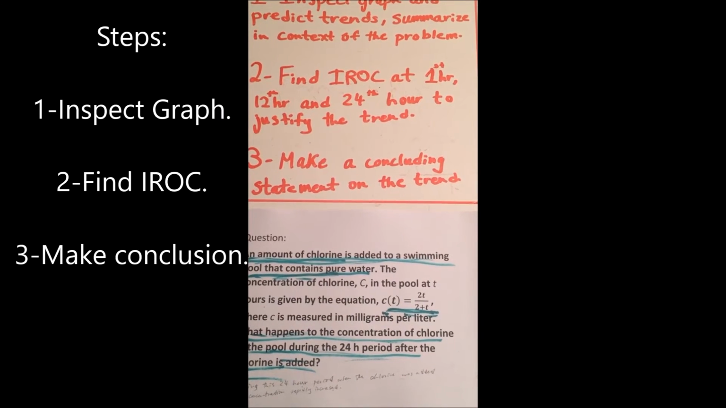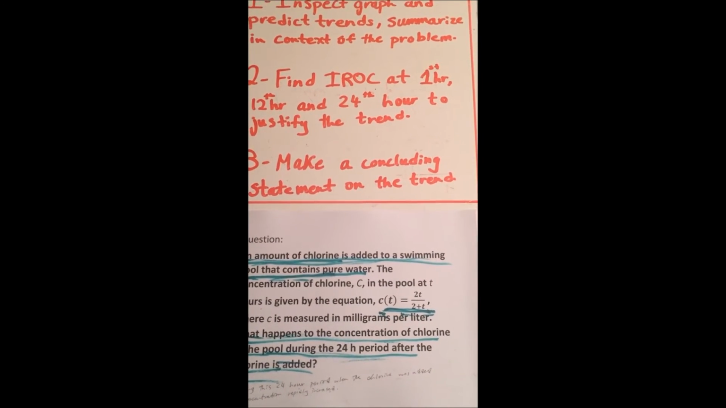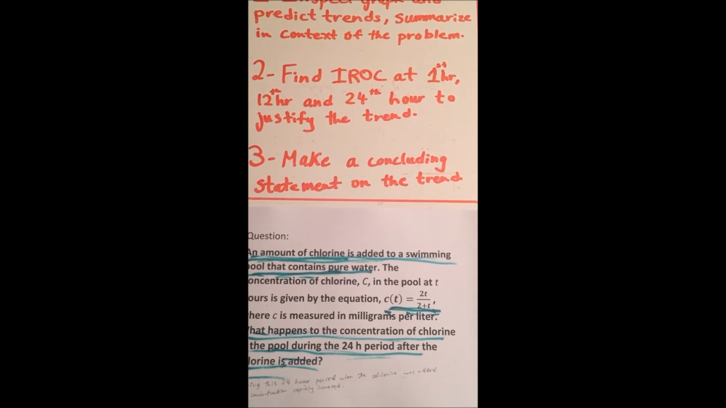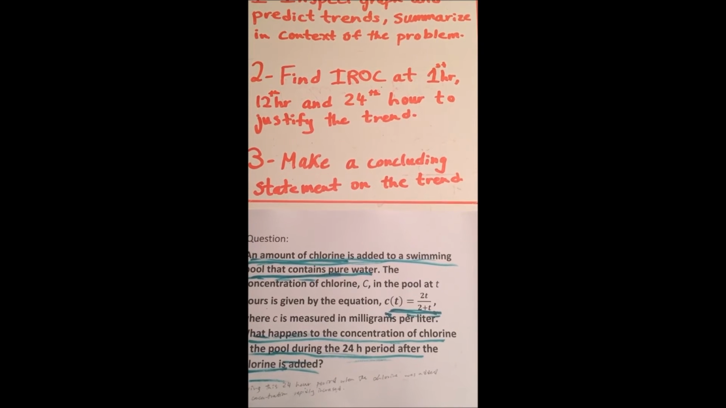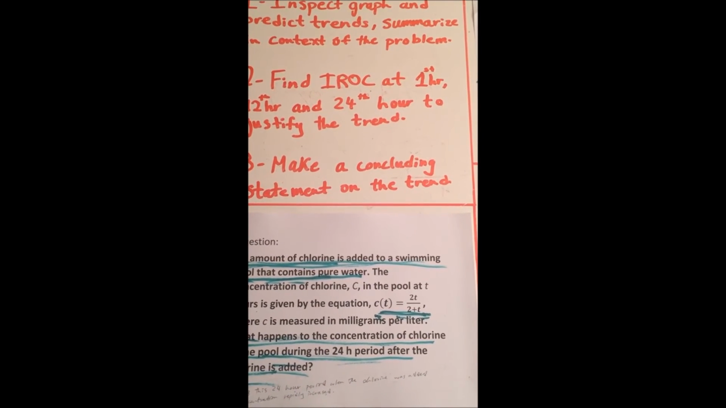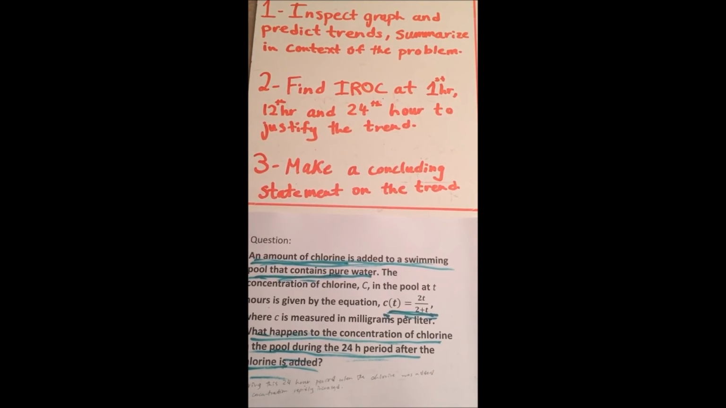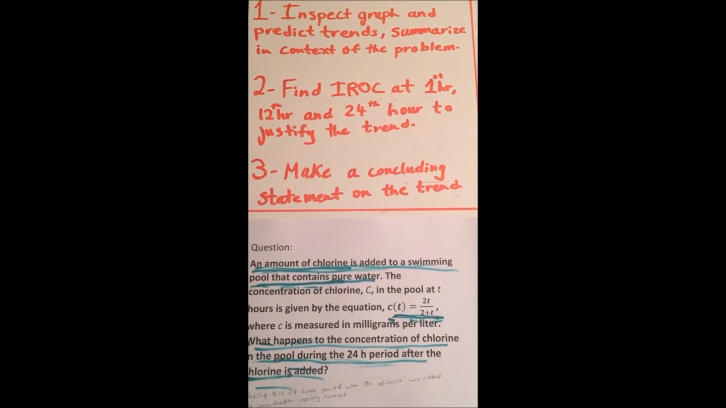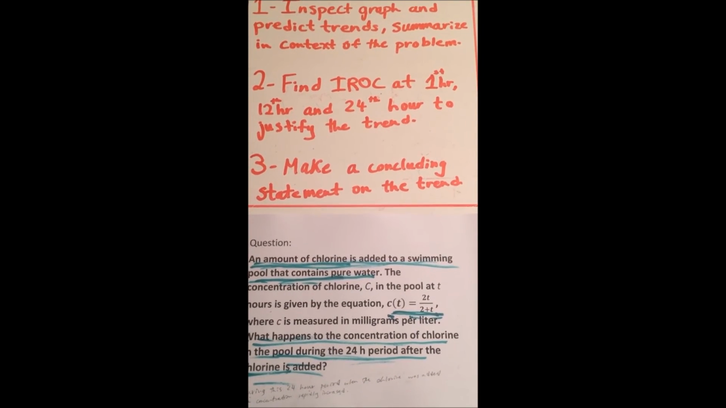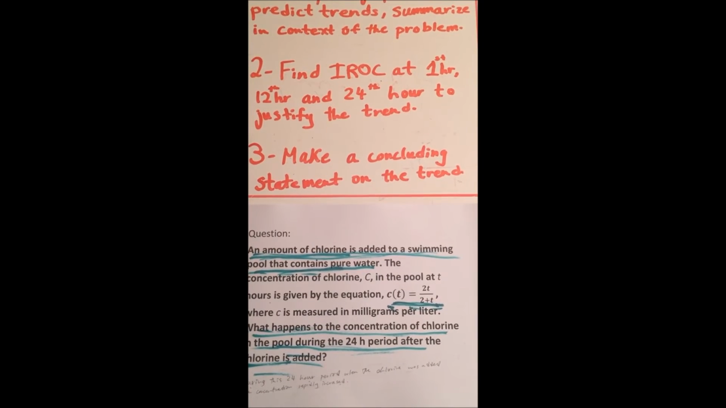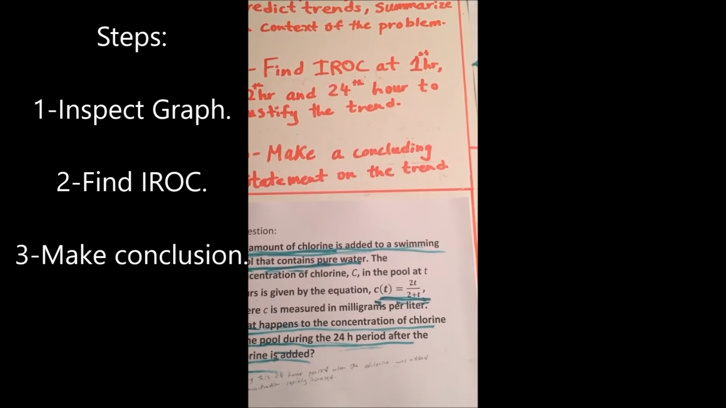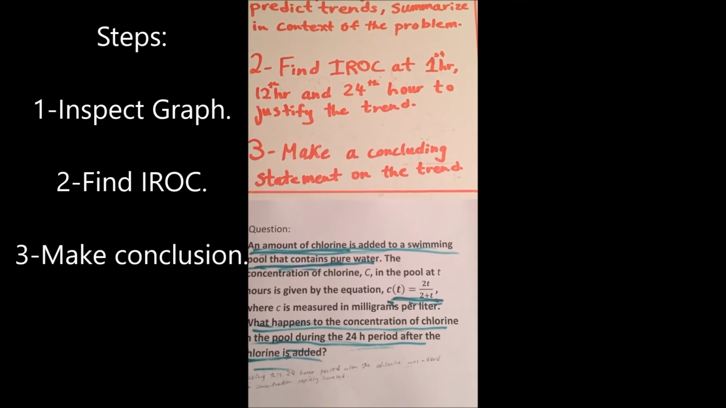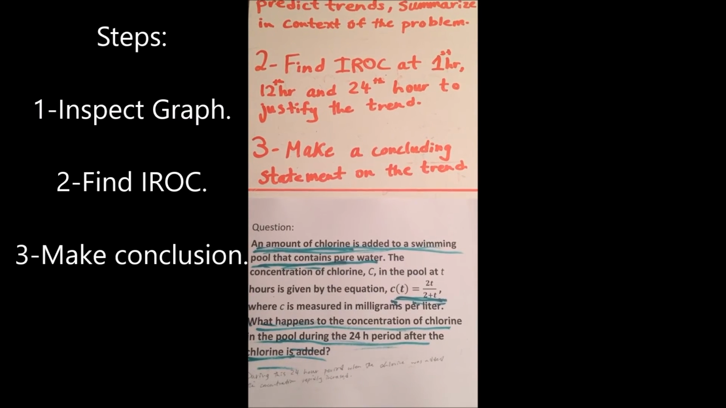So we can justify this using the numbers. We can say 0.44 milligrams per liter per second was the instantaneous rate of change at the first hour. And at the 12th hour, it's 0.02 milligrams per liter per second. And then at the 24th hour, it's 0.0006 milligrams per liter per second. So we can say during the 24-hour period the chlorine was added, the concentration rapidly increased, and as time moved on, the concentration also increased, but at a slower rate.